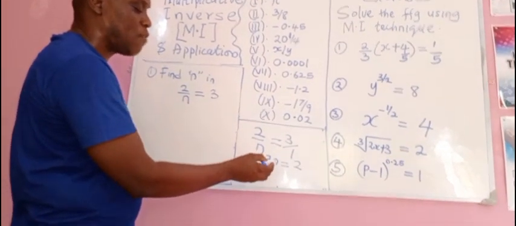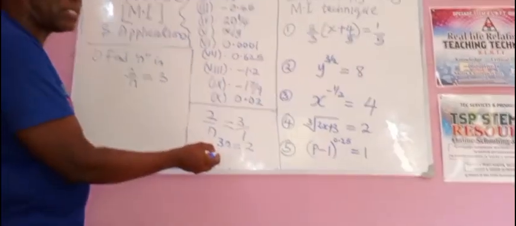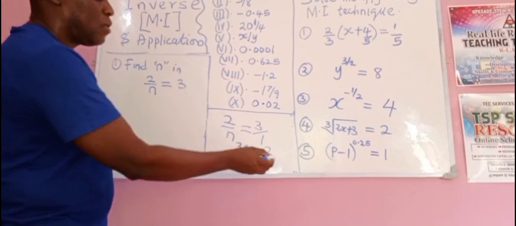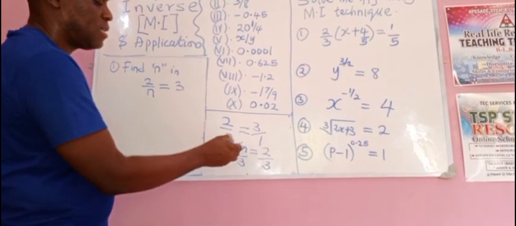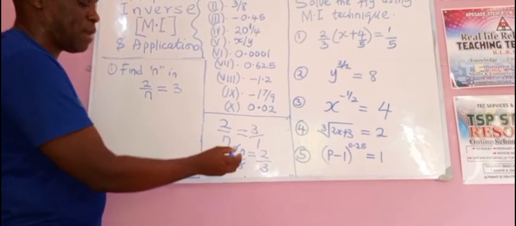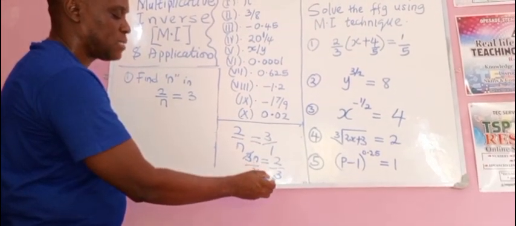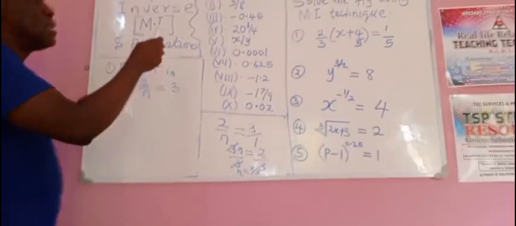Now, you are looking for n. What do you do? You divide both sides by 3, so that n can be free. You divide it by 3. This 3 cancels this. So what do you have left now? n is now equal to what? 2 over 3. Now, let's use the techniques.